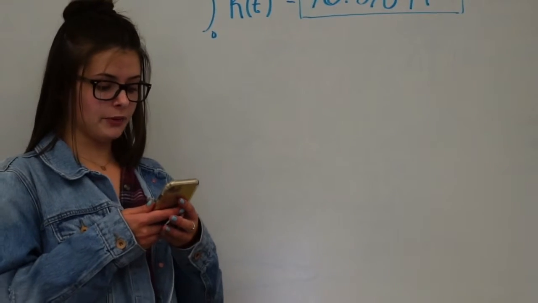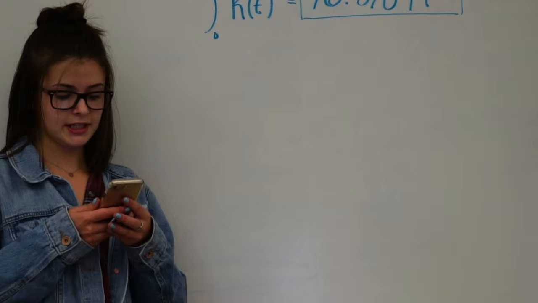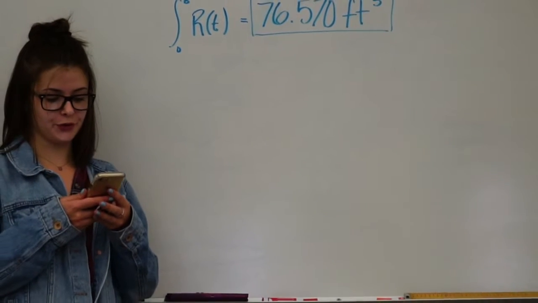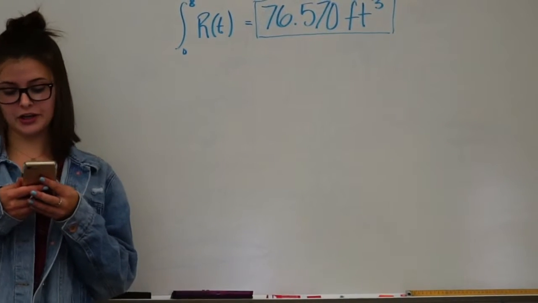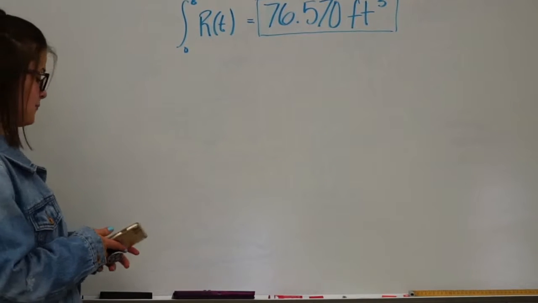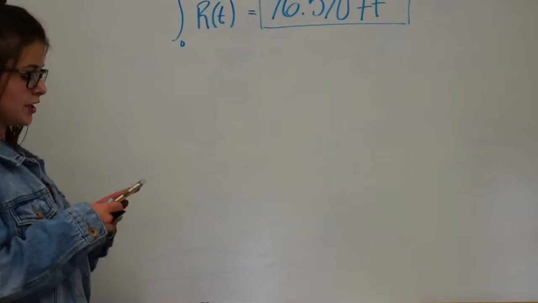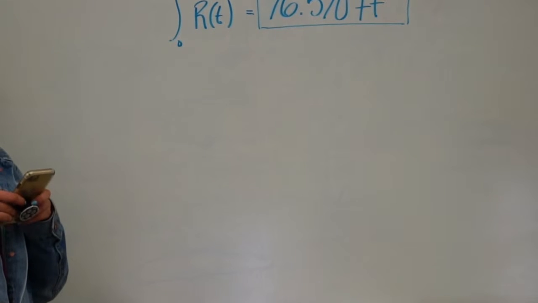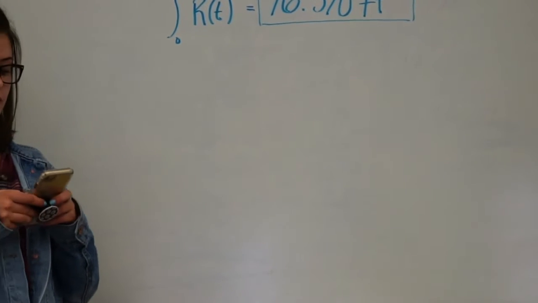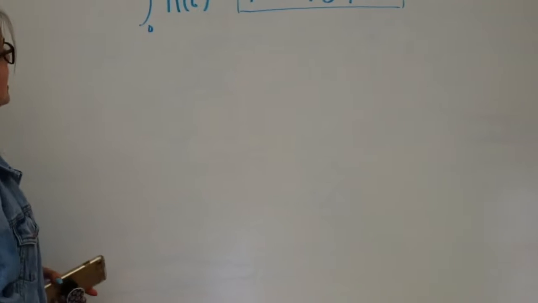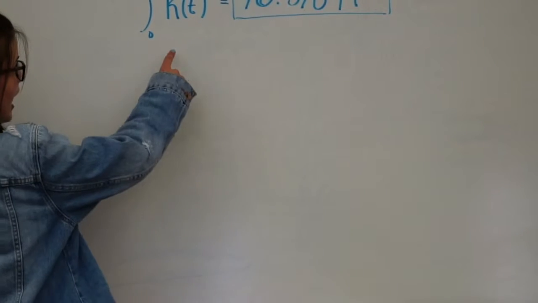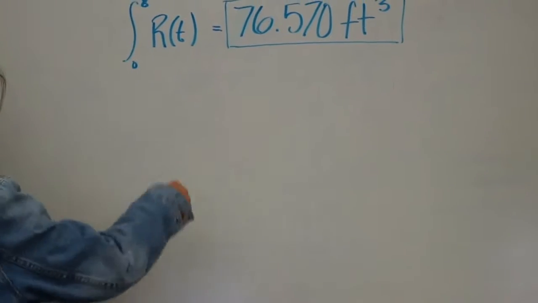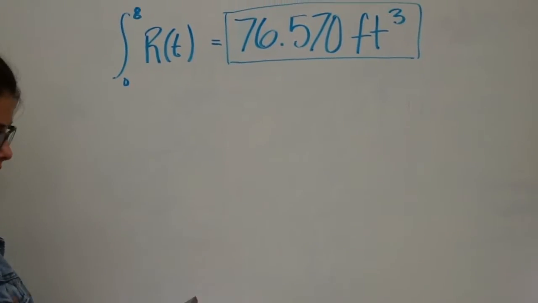Part A reads, how many cubic feet of rainwater flow into the pipe during the 8-hour time interval? T is greater than or equal to 0 and less than or equal to 8. So we have our equation, r of t equals 20 times the sine of t squared over 35 cubic feet. And so we need to take the integral of that from 0 to 8. And you can do this in your calculator.